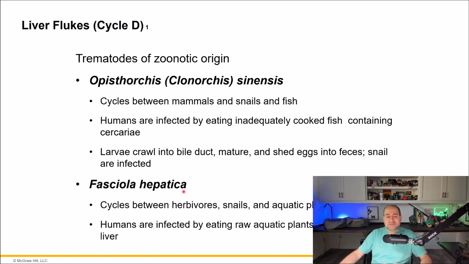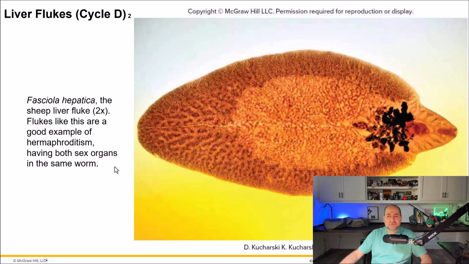Fasciola hepatica. This is the liver fluke. It cycles between herbivores, such as cows, snails, and aquatic plants. Humans are infected by eating raw aquatic plants. The fluke lodges in the liver. That's how it got its name, the liver fluke. Here's what the liver fluke looks like. It really does look leaf-like, doesn't it? Remember, some trematodes look leaf-like in appearance?